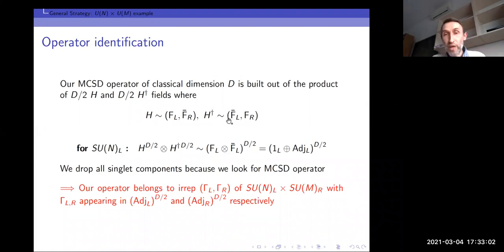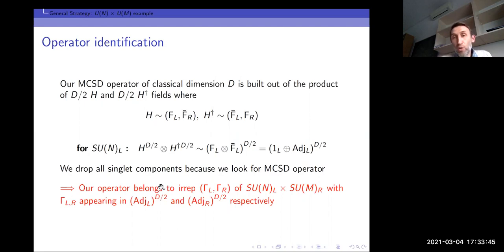You see basically that if you start to take tensor products of these H and H dagger fields, you will have 1 plus adjoint if you take fundamental times anti-fundamental representations. And so singlets will always increase the anomalous dimension. Since we're looking for the operator with the minimal classical dimension, you can drop out the singlet components. And what survives here is basically the adjoint component, which should be the representation corresponding to the homogeneous charge configuration.